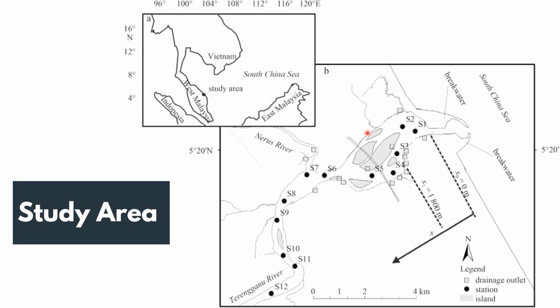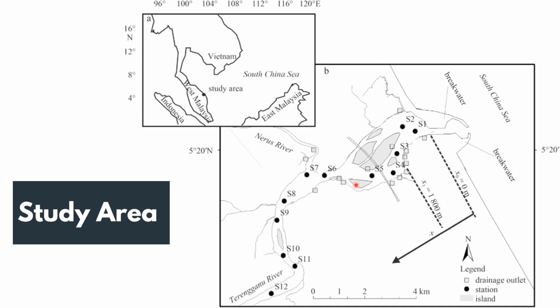For this case study, this is the study area. Basically, this is Peninsular Malaysia, also known as West Malaysia, and on the right side here we have East Malaysia, Sabah and Sarawak. Right in the middle, we have the South China Sea between. So as we can see, the Terengganu River is dominated by the influence of the South China Sea.